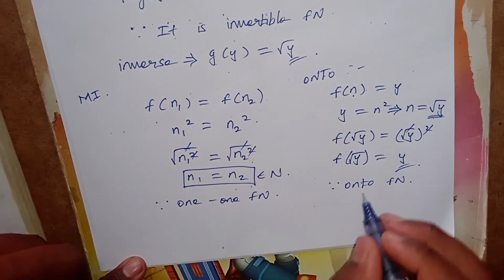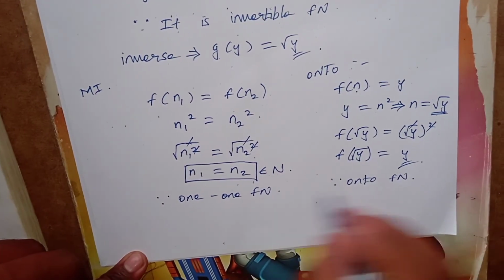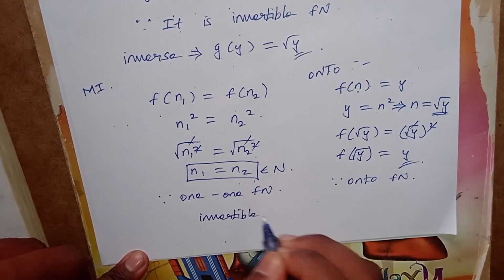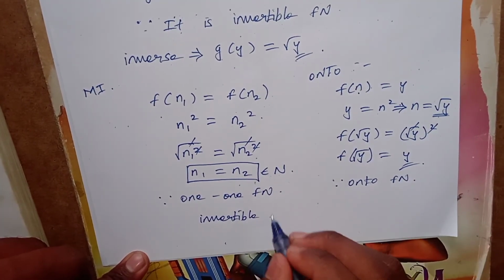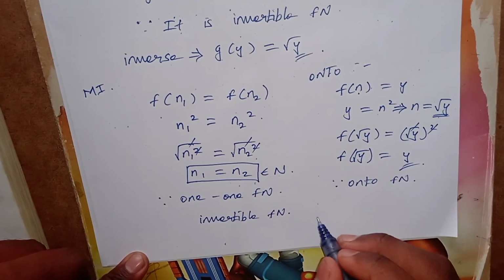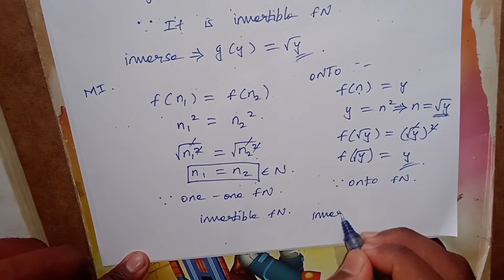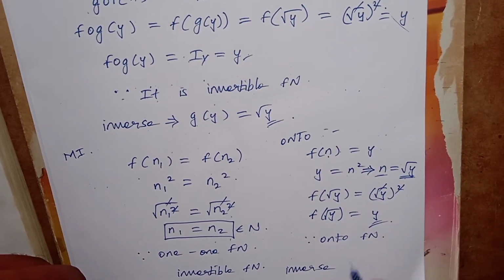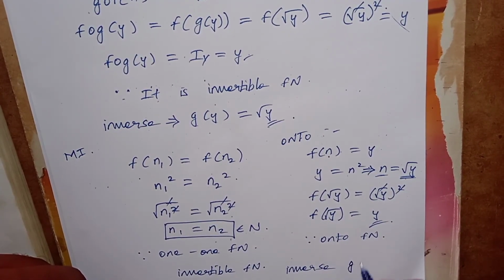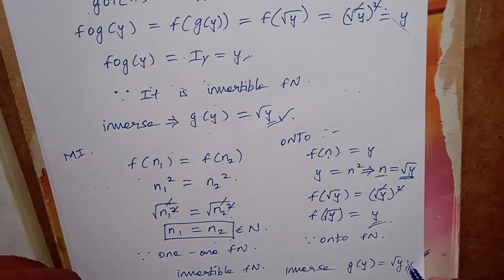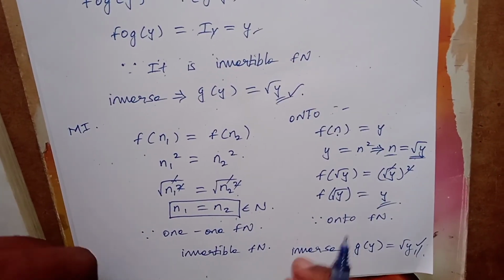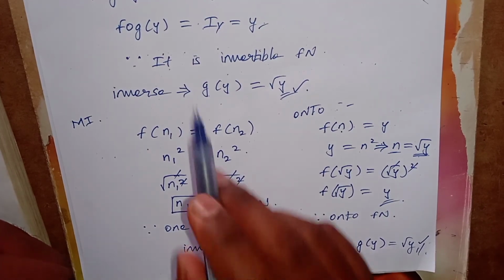Whenever one-one and onto satisfy both conditions, then here it is invertible. Invertible, then you have to find the inverse. Here inverse is nothing but, in terms of n we have to find. Here this is our inverse. g of y is equal to root y. See here both are equal. I hope the example 24, the two methods are easy.